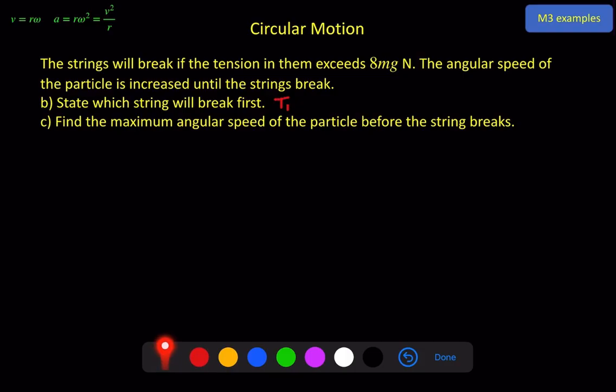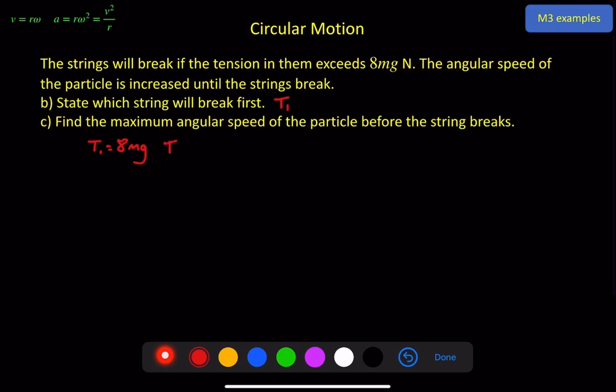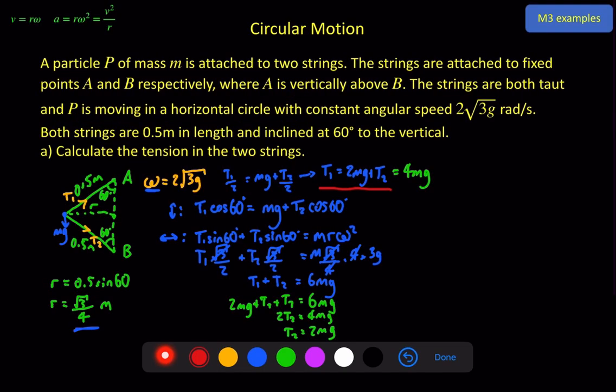Then we need to find the maximum angular speed of the particle before the string breaks. So if it breaks when it exceeds 8mg, then what we're doing here is we're making T1 equal to 8mg. Again, this equation here is still true, so T2 must be 6mg. And we want the maximum angular speed, so I'm going to use this equation here. Most of this hasn't changed. We're still using sine 60, the radius is still the same, the mass is still m. All that's changed is T1 and T2.